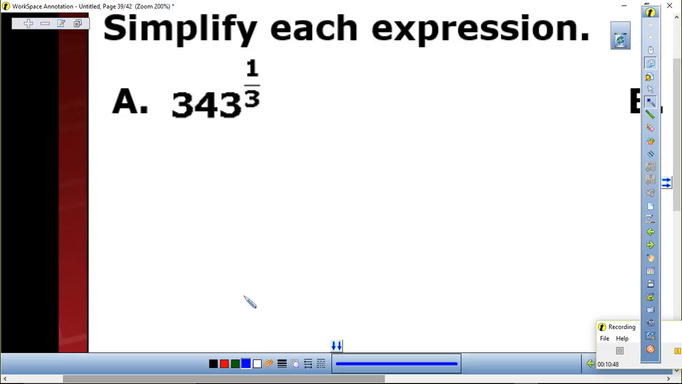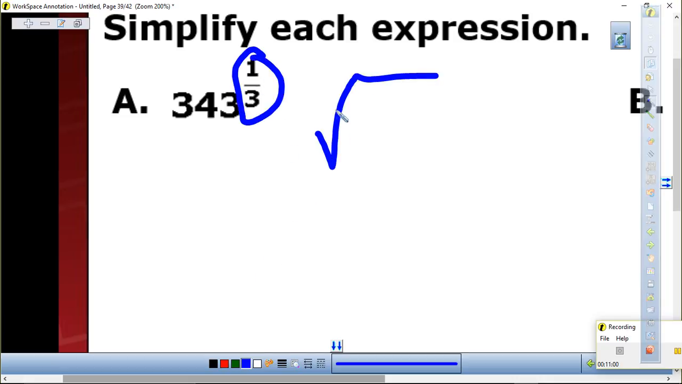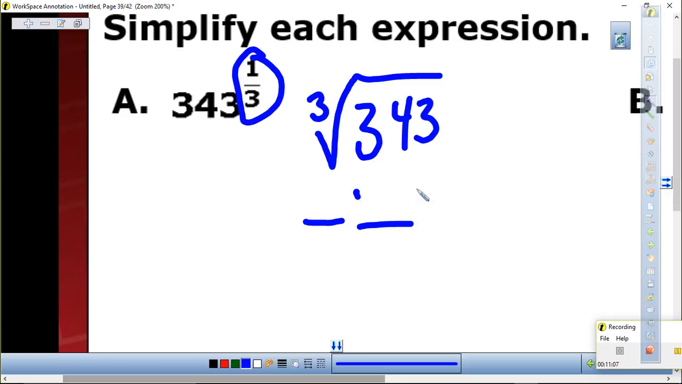If we rewrite that, what does it look like? This becomes a radical with an index of 3. The radicand is 343. What does that mean? What number times itself 3 times gives 343? Give me that number.